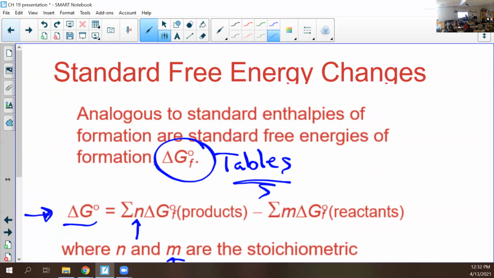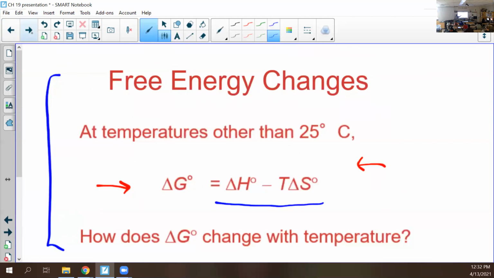How would you find this one? You plug data in from a table. That's when it's at standard conditions, which means at, I guess, 25. I lied, I apologize. You can solve it for this if you have these values and the temperature.